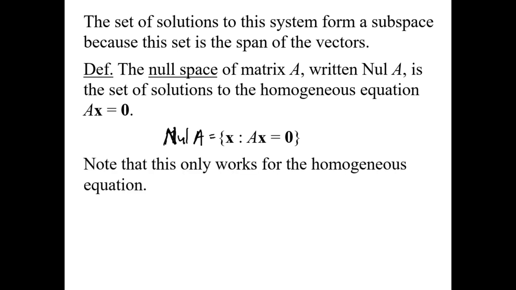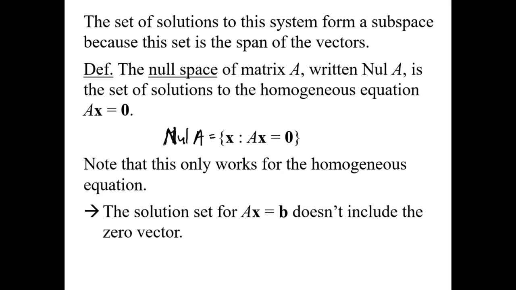This only works for the homogeneous equation, right? It does not work for the non-homogeneous because if we're solving the non-homogeneous, where the right side is some other vector b, it might not include the 0 vector, right? The trivial solution, the 0 vector, might not be a solution to the non-homogeneous. So this only works for the homogeneous equation. We call that the null space.